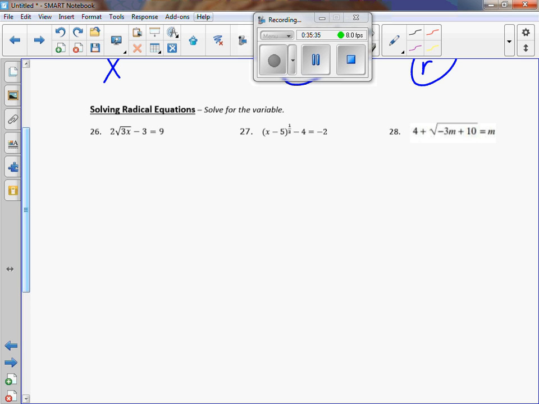26, 27, 28 is solving. Most of us were actually pretty good at this, so we'll do it real quick. When we solve, the first step is get the radical piece by itself. We can't move forward until that happens. So we're going to solve it like a two-step equation until we get to that point. So we'll do plus 3. Then we'll divide the 2 away.